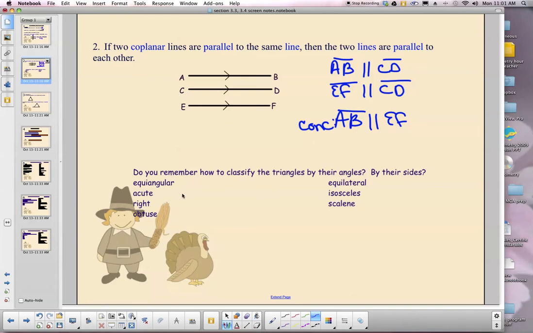Before we go on to the relationships about angles, a couple quick review things. We have equiangular, which means that all angles are congruent. Acute, which means that all angles are less than 90. Right, which means 1 is equal to 90. And obtuse, which means 1 is greater than 90. Equilateral, all sides are congruent. Isosceles, 2 of the 3 sides have to be congruent. And scalene, none of the sides have to be congruent. So that's a review. Hopefully you remember those from your previous math classes.